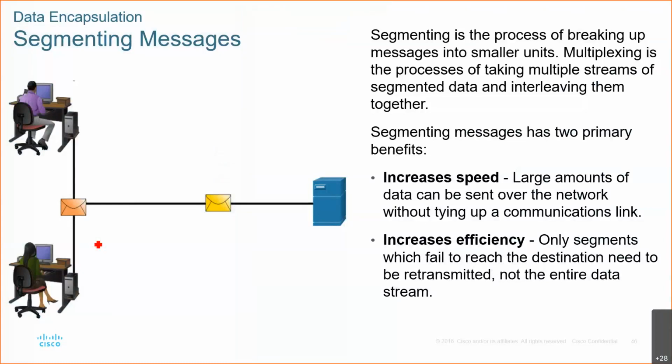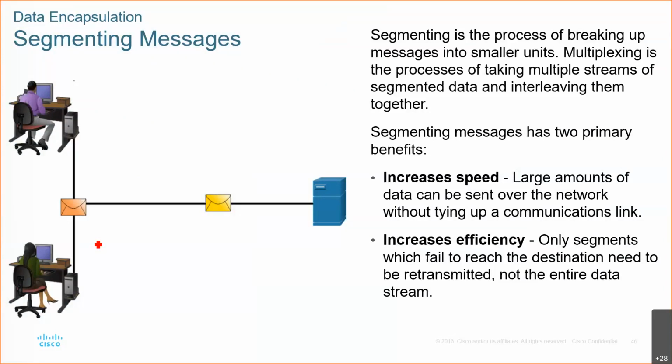So in your transport layer, what we do is segmentation. Convert your data into chunks of smaller units called segments. Why do we segment? Two important reasons. It increases the speed of the data transfer, and it gives efficiency.